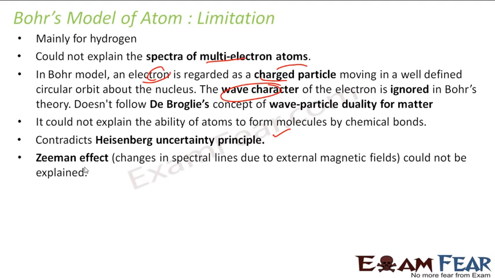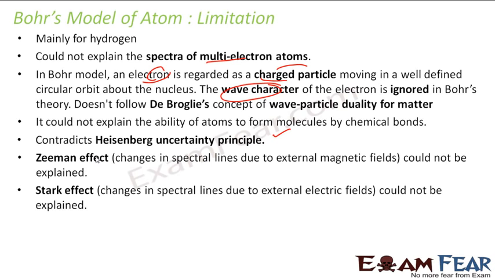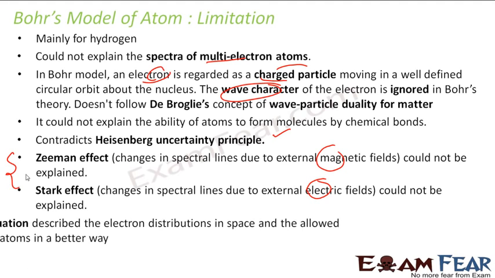And the Zeeman effect, that is when we see the deviation in the spectral line due to a magnetic field, that could not be explained. Also the Stark effect, that is nothing but change in spectral line due to an electric field, that also could not be explained. We'll talk about the Zeeman and Stark effects later also.